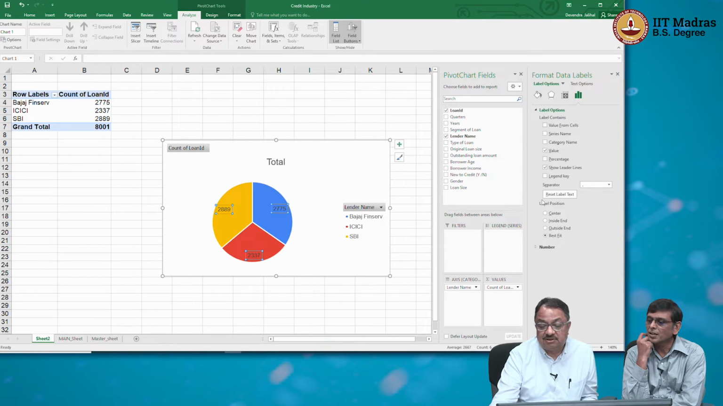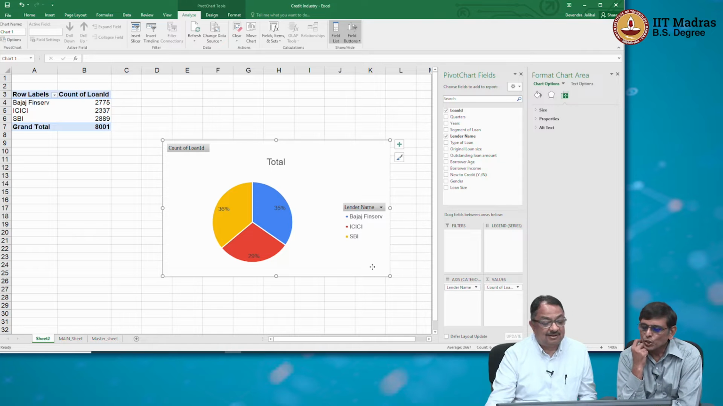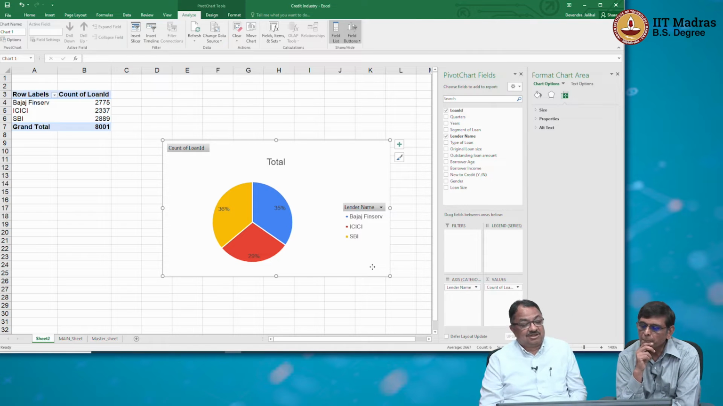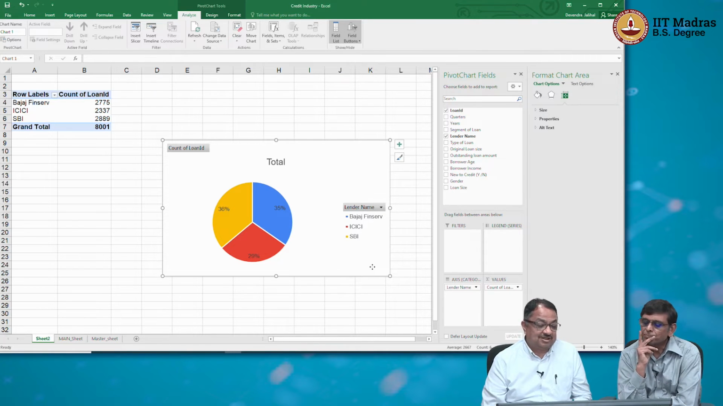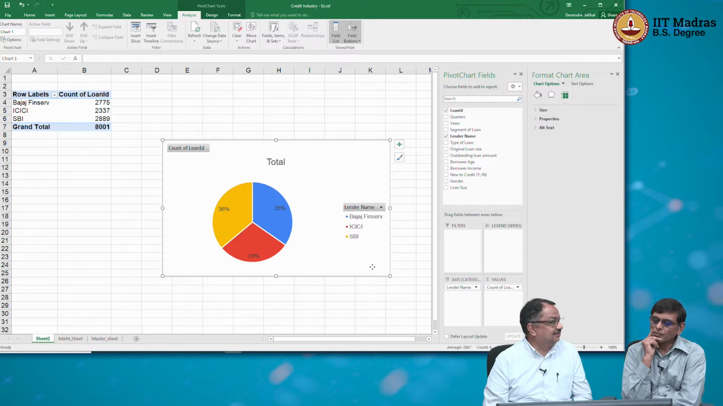Format data labels. We don't want values, we want percentages. Nice. So what are we saying? We are saying Bajaj Finserv or NBFCs are about 35% of the originations.